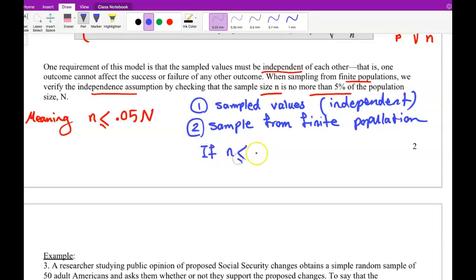So if n is less than 5% of the population size, what that means here.